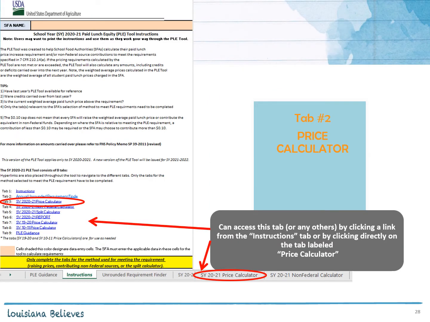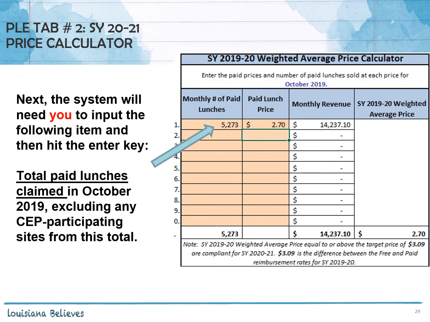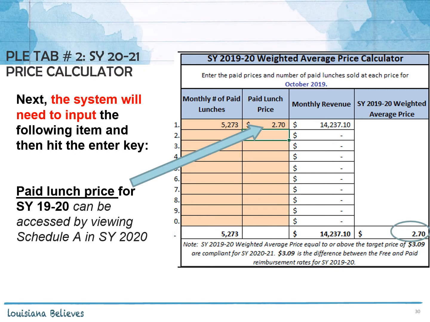The next tab we will proceed to is the price calculator. Again, we can get to this tab either by clicking on the tab at the bottom of the Excel sheet or by clicking the link within the text of the Instructions tab. First, the system will need you to input the monthly number of paid lunches as found on your October 2019 claim. Next, we will enter the paid lunch price.